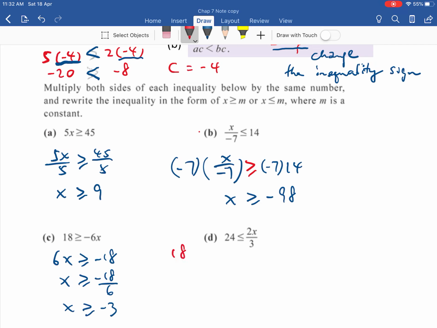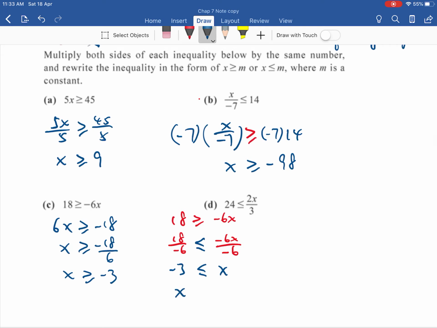Let me do it another way. If you don't want to do it like this, you want to do it like this. Divide by minus 6 on both sides. Make sure that you are going to multiply by a factor of minus 1 over 6, a negative value. So you have to change the inequality sign. Therefore, this one becomes x is greater than or equal to minus 3. But most often, we write the x on the left-hand side. So x is greater than or equal to minus 3. You see that you got the same answer. Okay, there's no problem.